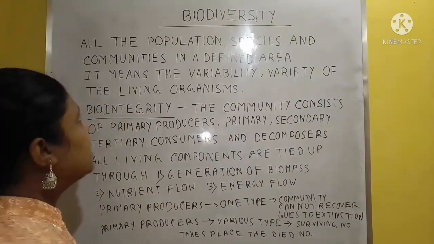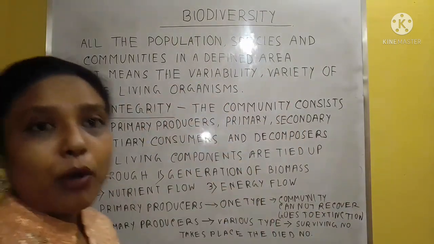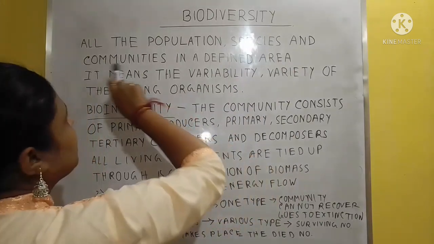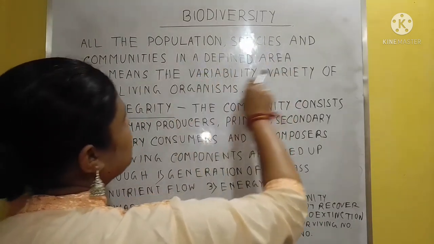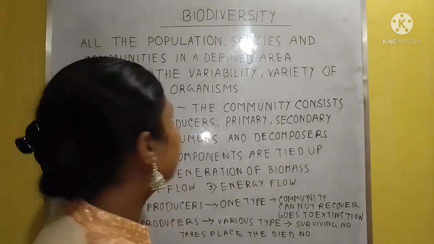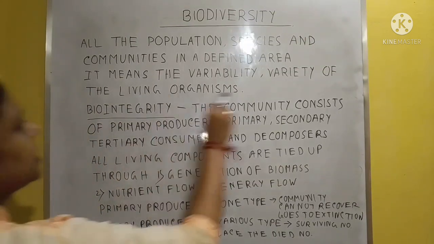Okay, so first we understand what is biodiversity. Okay, so what is biodiversity? Biodiversity means the variability of the individuals. Okay, biodiversity means the population, all the population living in an environment, including the species and communities in a particular area. It means the variability and the variety of the living organisms.